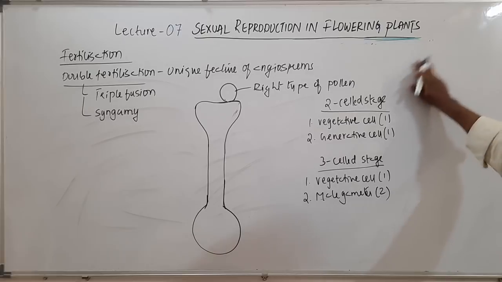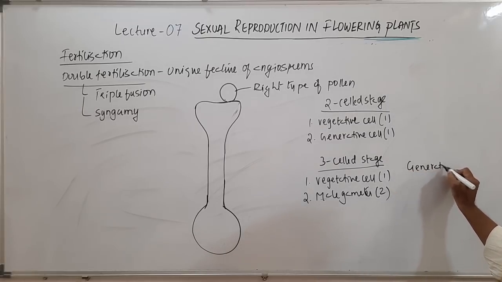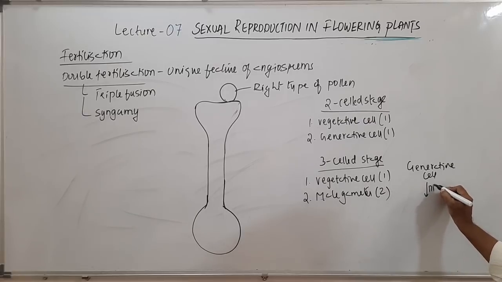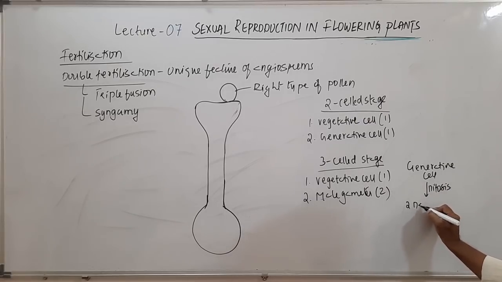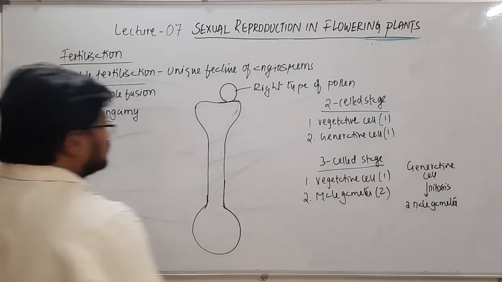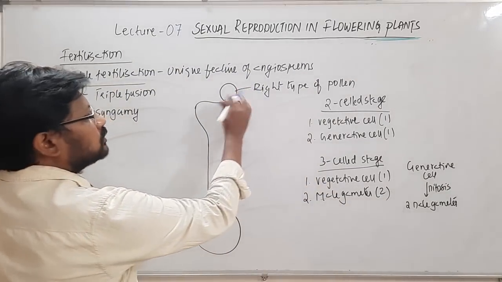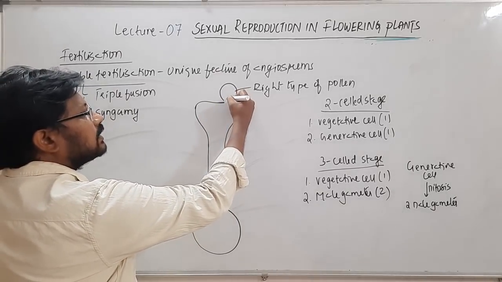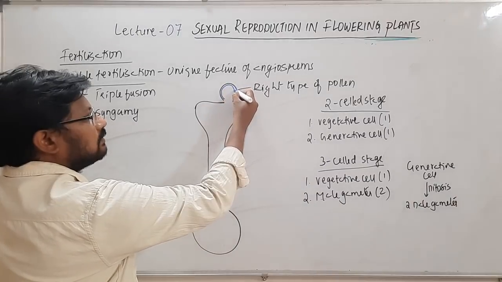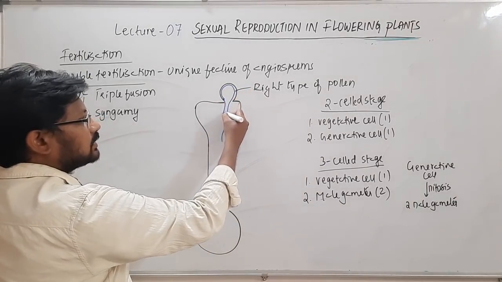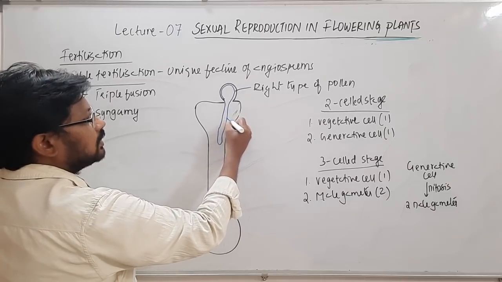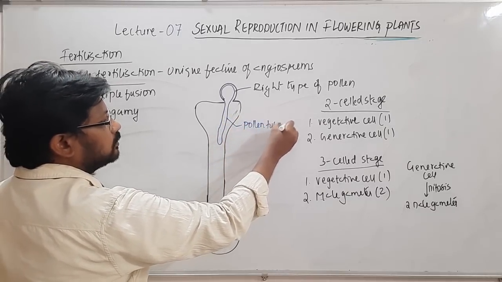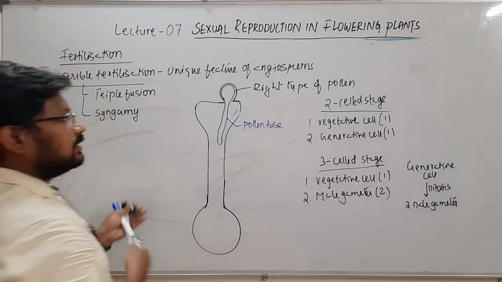So in this case the generative cell divides by mitosis and produces two male gametes. That's what we see in the three-cell stage. Once the right pollen is recognized by the stigma, through one of the germ pores the vegetative cell starts coming out, and that forms what is called the pollen tube. This pollen tube will be carrying the male gametes.